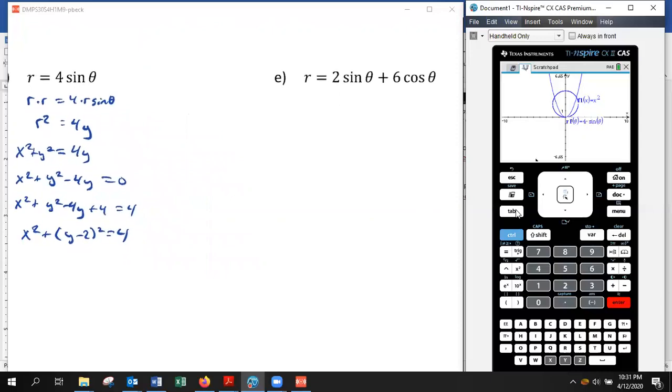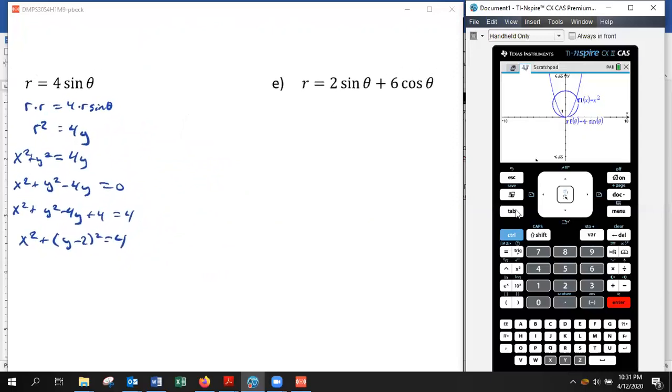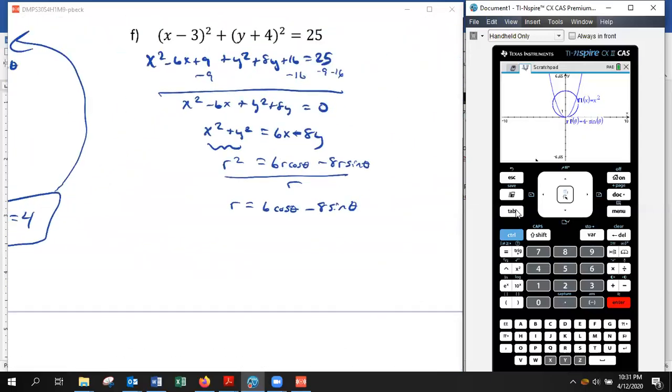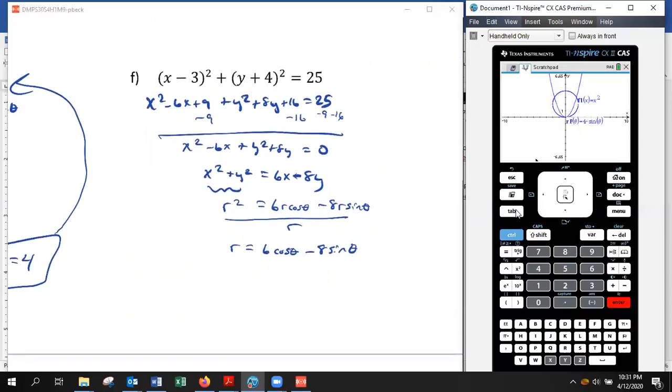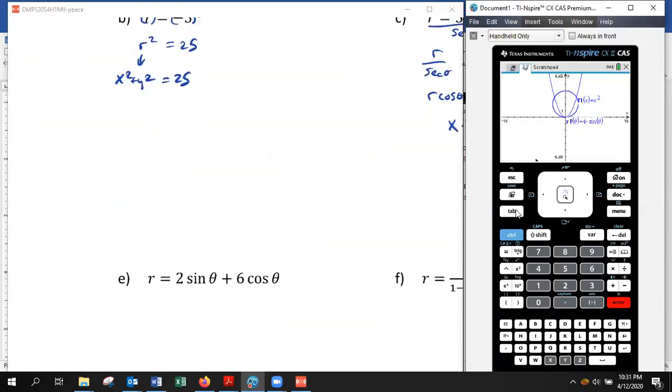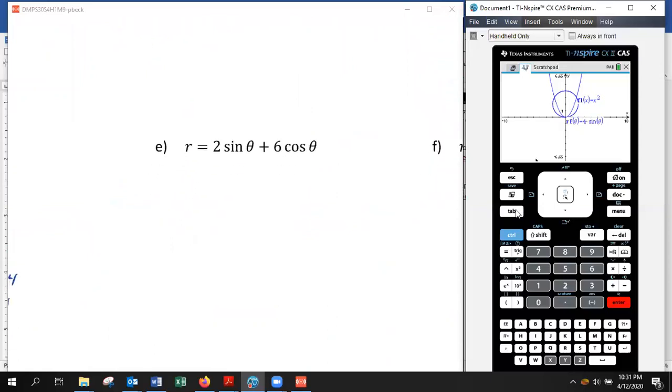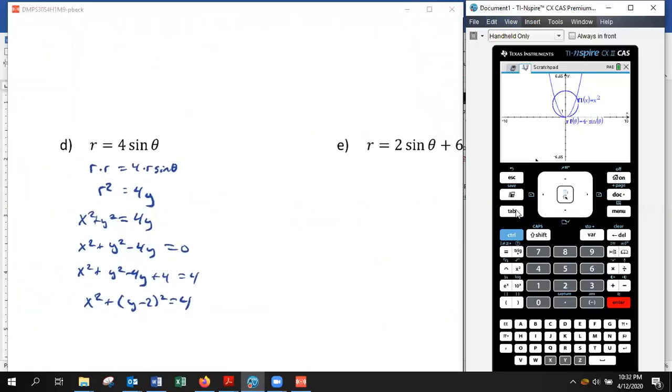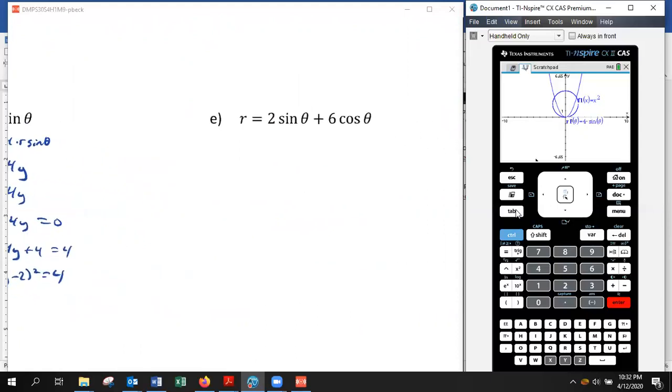So taking that next step, r equals 2 sine plus 6 cosine. If you notice, this actually looks very similar to what happened in F. And we're going to solve the same way as we did on letter D here. We're going to multiply both sides by r. Let me show that this way. So now I have r squared equals 2r sine theta plus 6r cosine theta. So x squared plus y squared would equal 2y plus 6x.